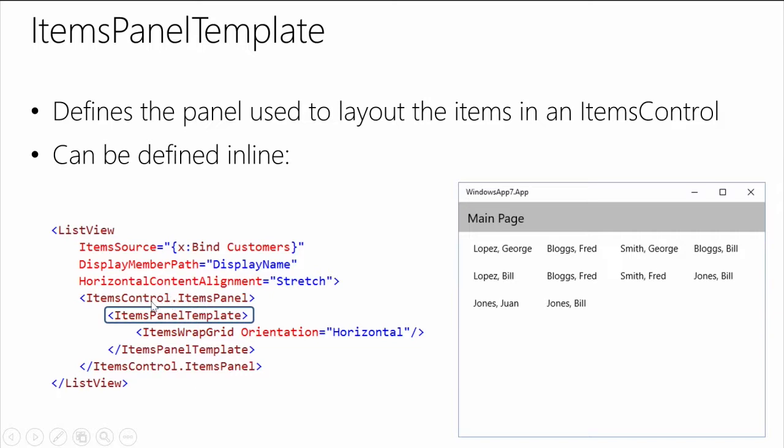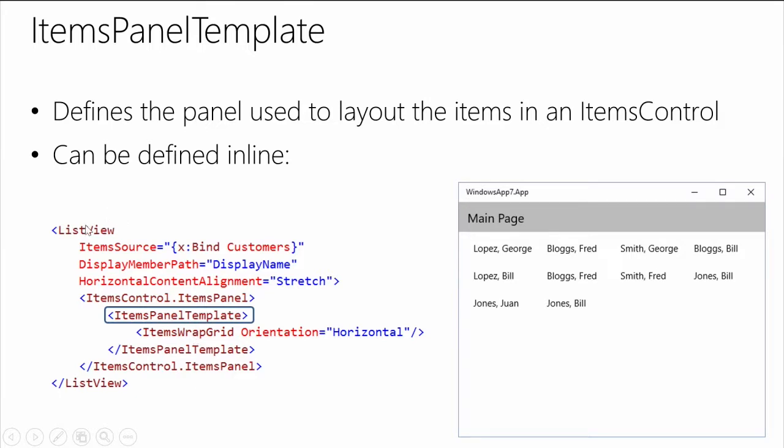So this is interesting because ItemsPanel comes from ItemsControl, and ListView inherits from ItemsControl, which is why this is available to us. We then define ItemsPanelTemplate, which is a separate class, not to be confused with DataTemplate. It's actually something discrete and different, and it's meant for a panel. Exactly. And inside there, we happened to declare an ItemsWrapGrid.